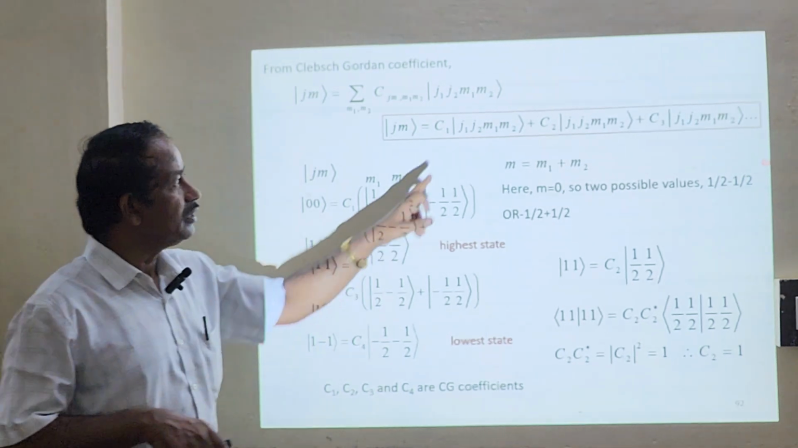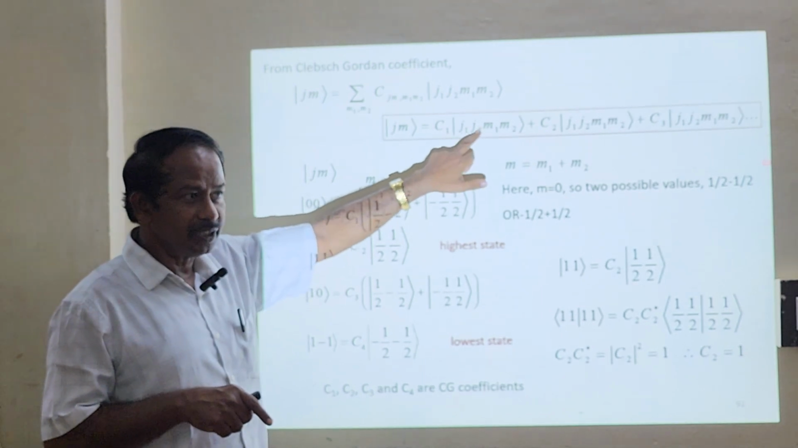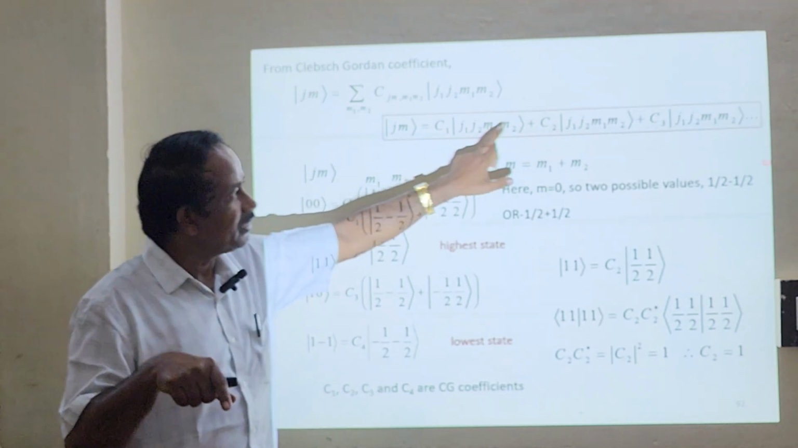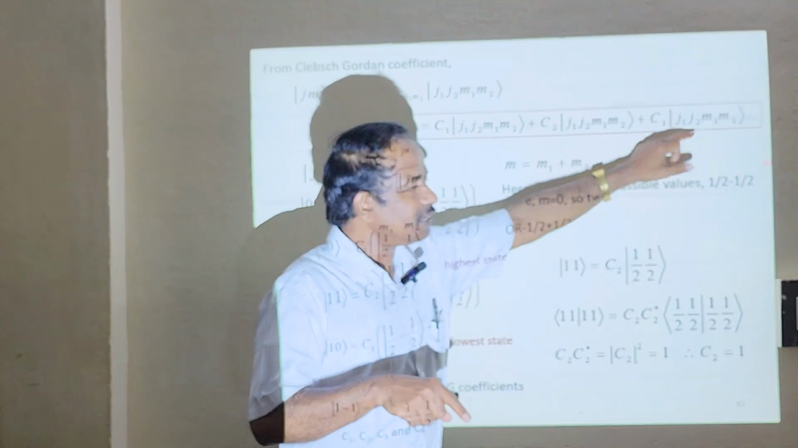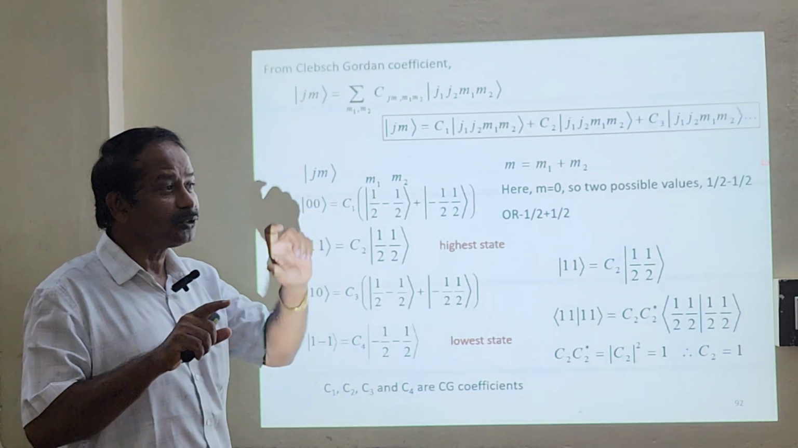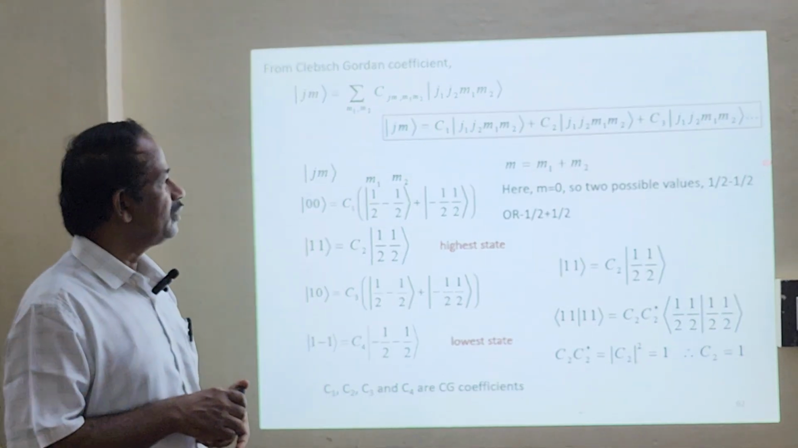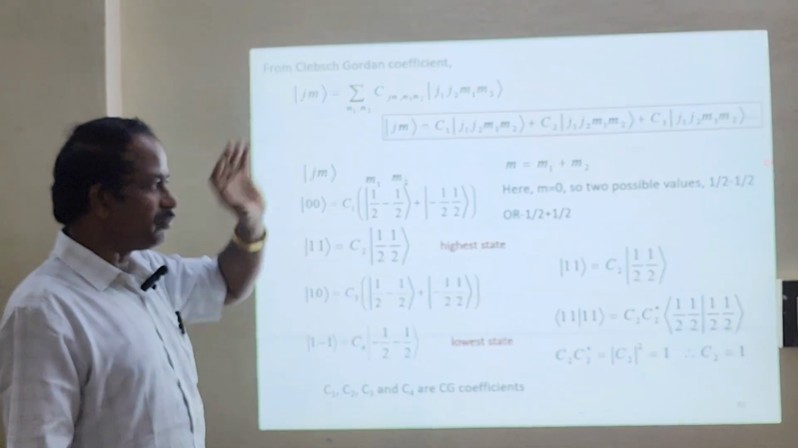In the sense, as I said earlier, just take the bra of this one, it will give you c1 alone. Take the bra of this one, the answer will be c2 alone. Take the bra of that, the answer is c3 alone. So that's why, as I said, this is an orthonormal basis. Now we'll go for the combination.